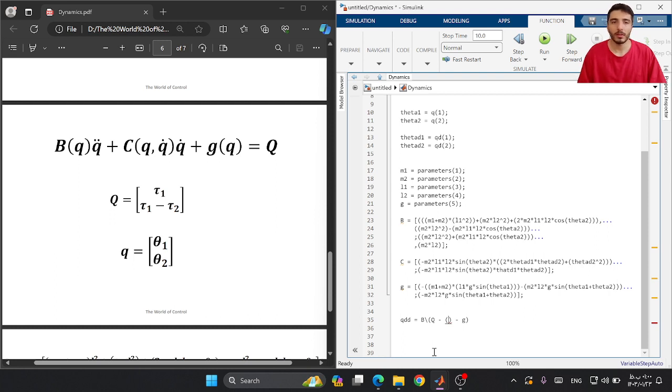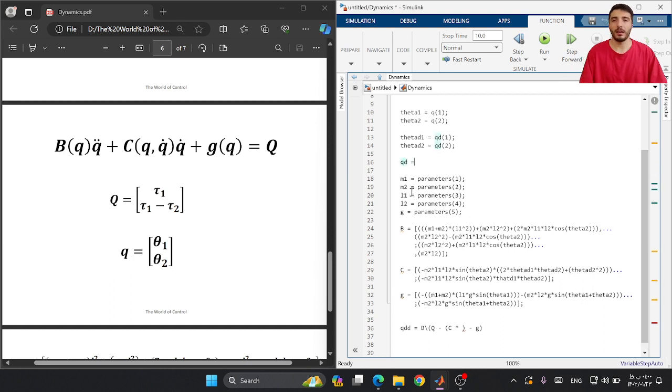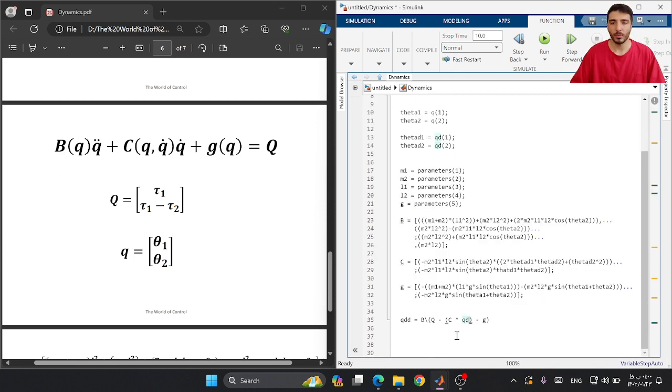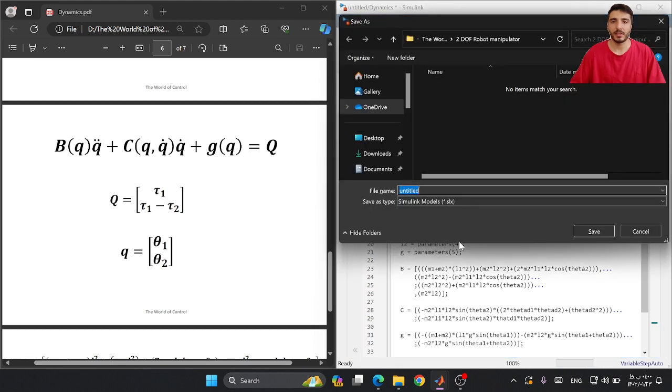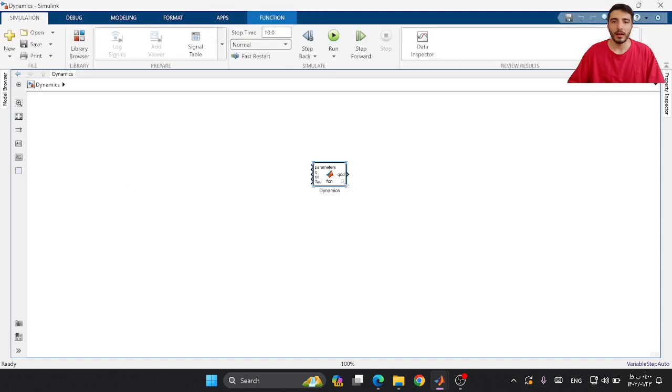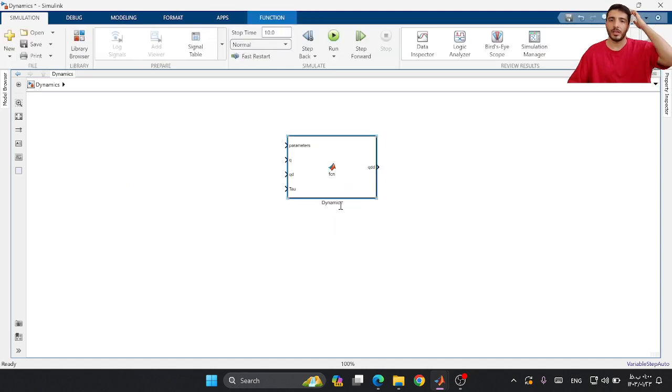The first one is minus C times Q dot. Q dot is our Q dot that we imported in our function here. Now Q double dot is ready. Let's save this as dynamics. And now our dynamics function is ready.